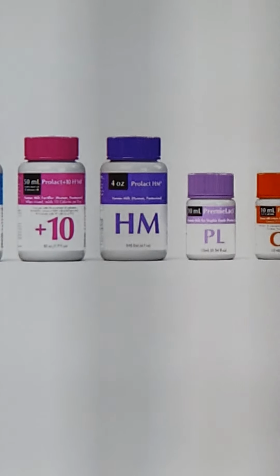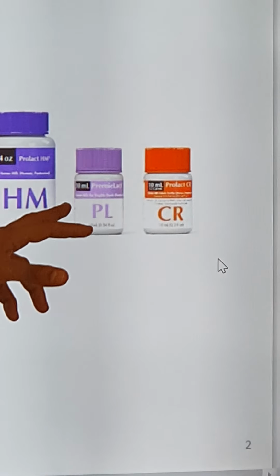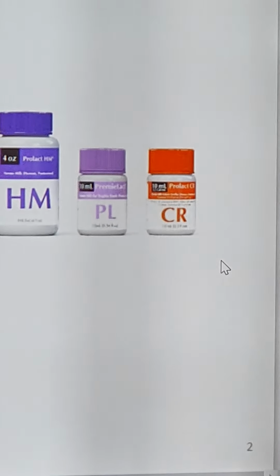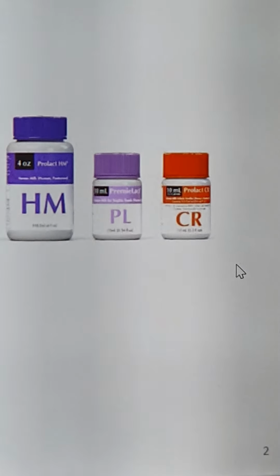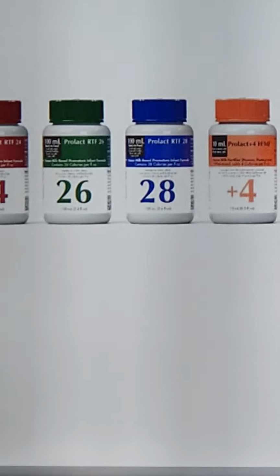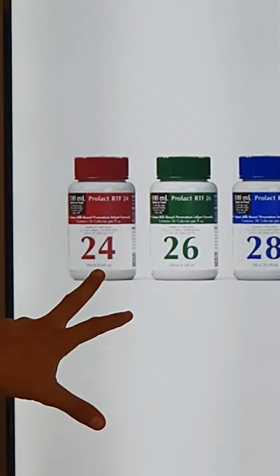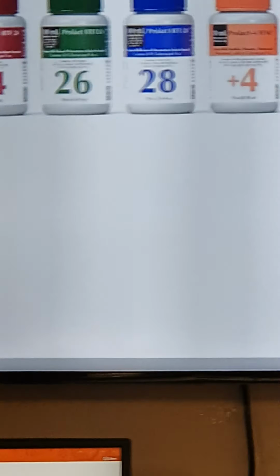The HM and PL is not available here. The CR is caloric fortifier. We have the calculation, and we'll discuss the calculation on Tuesday. So the CR is the fat actually, like MCT. And PL is used for minimal enteral feeding, just in case. And the ready to feed is 28, 26 and 24. Exactly. Please organize them so I can take pictures.